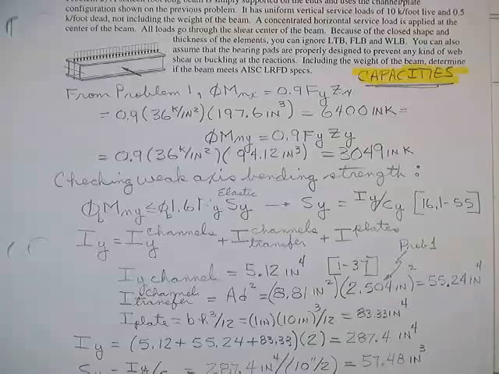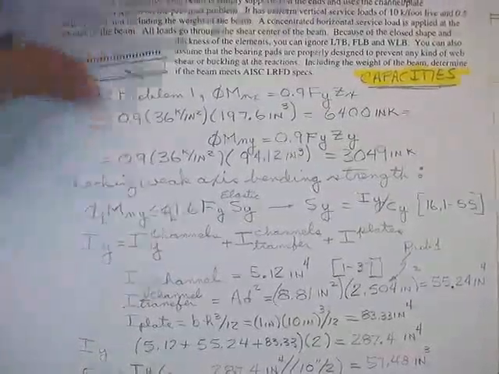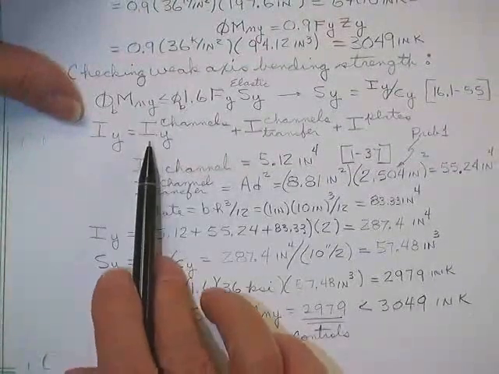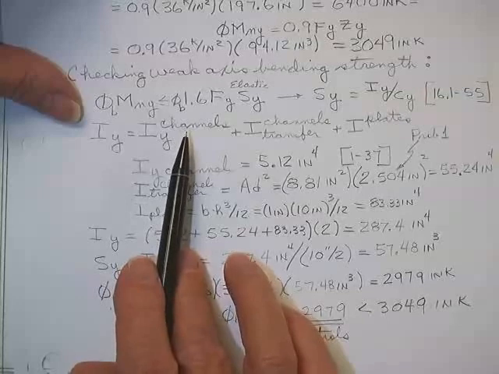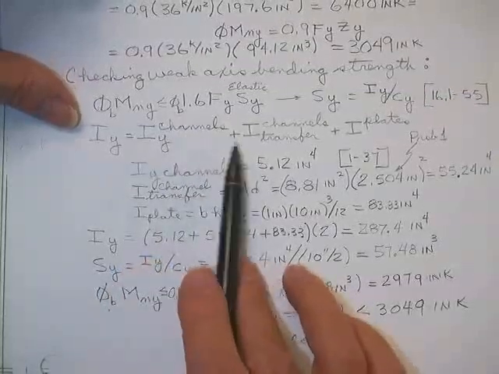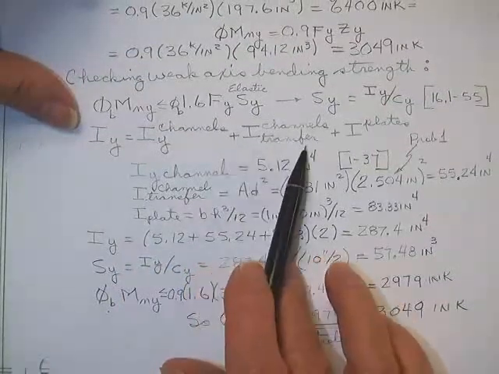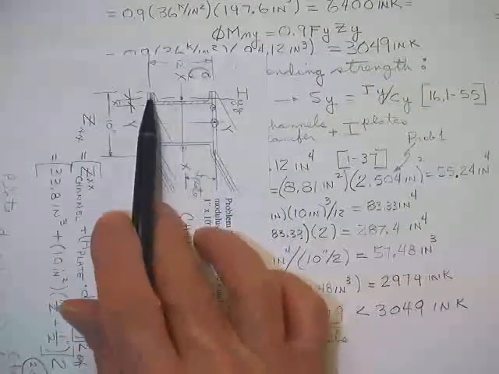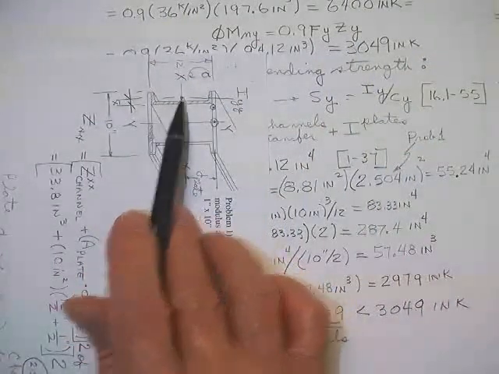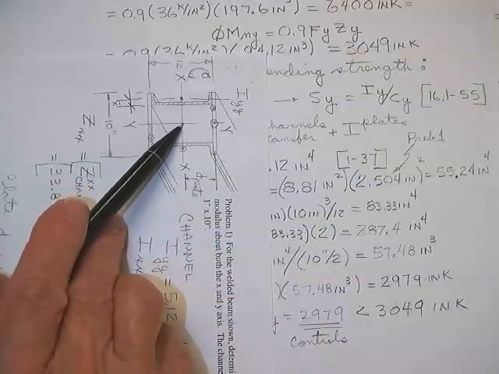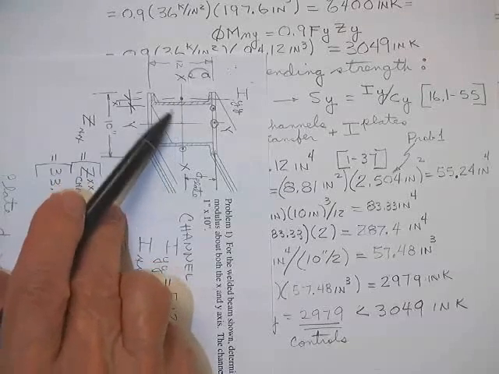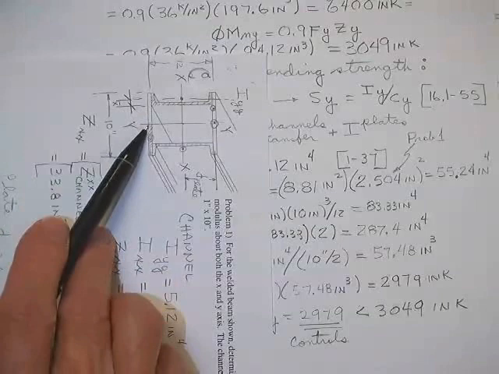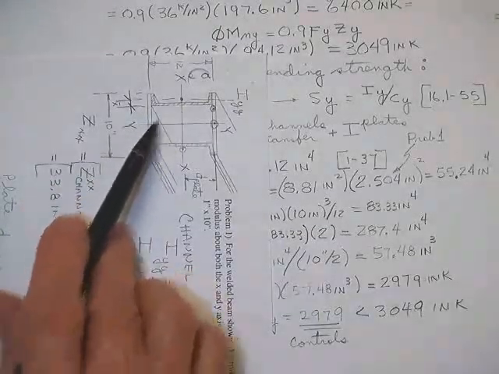Let me see. Oh, here it is. It's down on this page, so it's okay. Here's the elastic section modulus about the weak axis. I have a moment of inertia for the channels about their own personal centroids. I have the transfer moment of inertia for the channels. Looking back at a little bigger picture, here's the y-axis. I have a moment of inertia of this channel about its own centroid. And I have an AD squared, not an AD as in plastic, an AD squared for that channel. And the moment of inertia of the plates are just base times height cubed over 12. And then, of course, those numbers will be times 2.